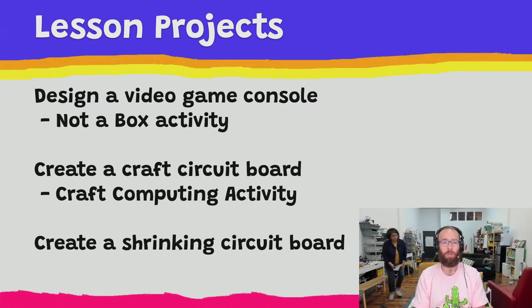You could also create a craft circuit board. And this is a craft computing activity. There's pictures of these in the resources for the unit. You can take a look at that. And then we also have a new activity where you're fabricating a circuit board or a chip, trying to go through the fabrication process. In this fabrication process, we're going to use heat and shrinky dink or circuit paper. And Yadira is getting ready to demo that now.